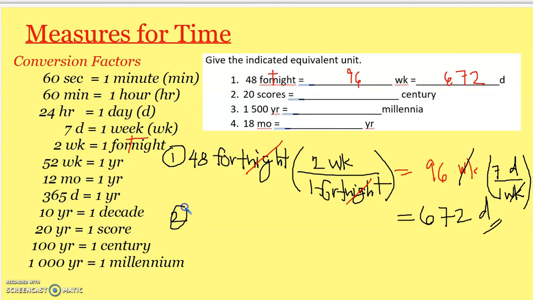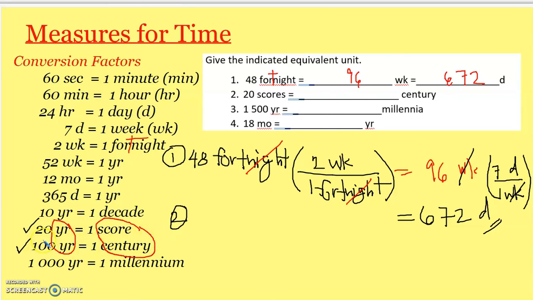Pero wala tayong scores to century na conversion. Now, what if gusto mo i-convert ng diretso, scores to century? Anong gagawin natin? Pwede tayong makakuha ng derived conversion factors mula dito. Balikan natin, 'di ba? 20 years equals a score and a century has 100 years or is equivalent to 100 years. Since pareho silang pwedeng i-convert ng years, then there must be a relationship between scores and century.